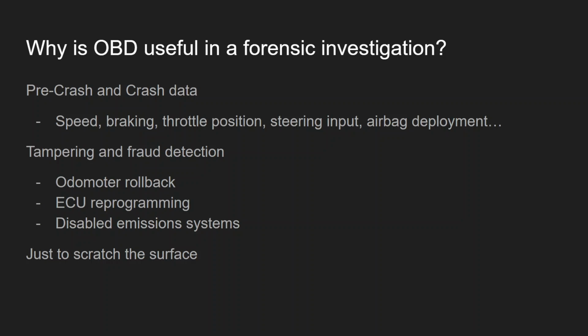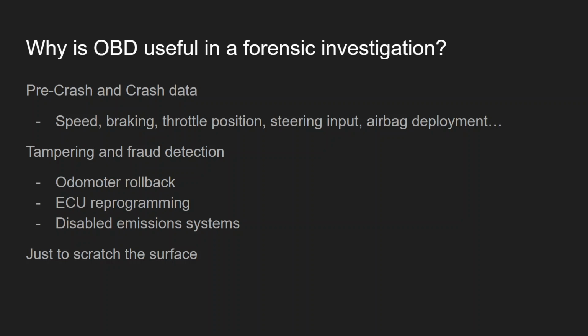One example of this is odometer rollback. This is where the mileage clock in a car is changed. So, for example, if you've got 100,000 miles, you could change it to 80,000, which would increase the value of your car, but it's technically fraud.